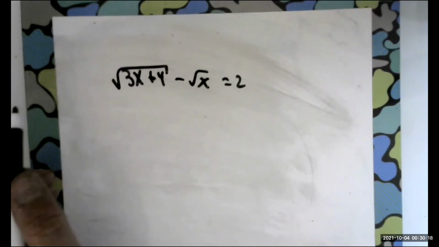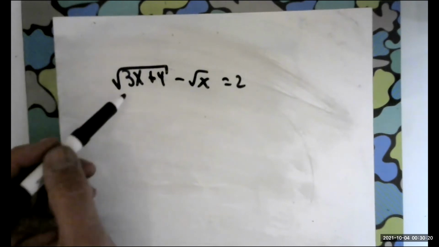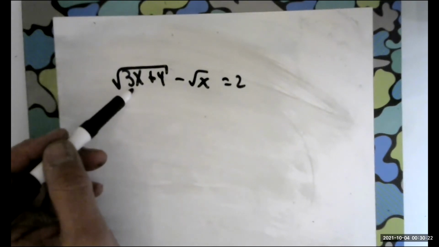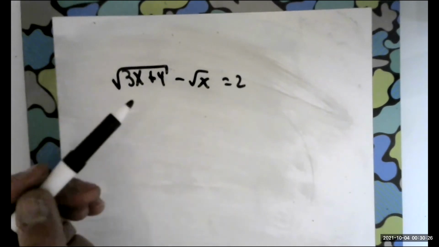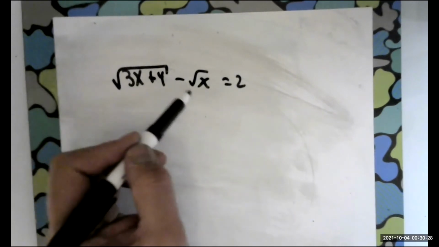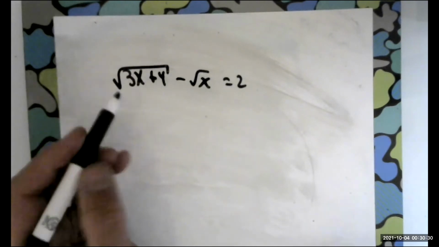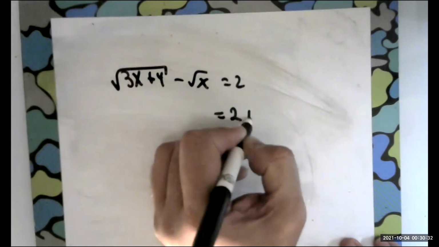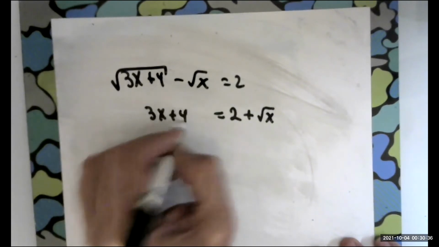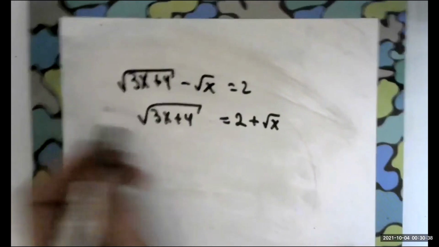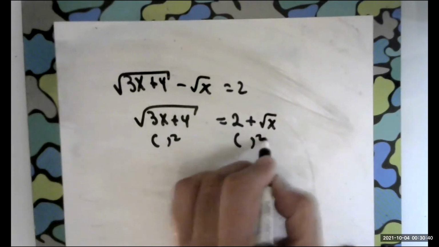Last example, very similar to the one we just finished. The square root of 3x plus 4 minus radical x equals 2. Let's add radical x. So I have 2 plus radical x. Here I have 3x plus 4. And now we square left, we square right.